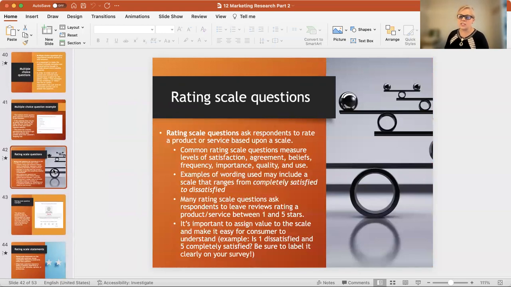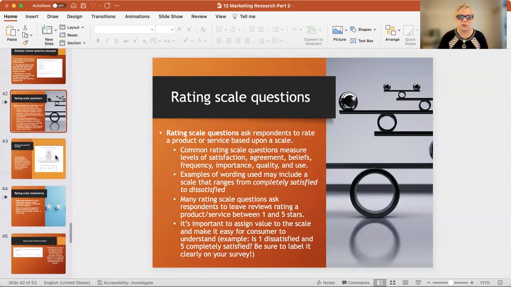Rating scale. This is where we ask respondents to rate a product or service based upon a scale. You will see most of these will be done on satisfaction, agreement, beliefs, things like that. You're completely satisfied, you're completely not satisfied. So you'll see those kinds of scales all the time. And I know that you guys have definitely seen this.